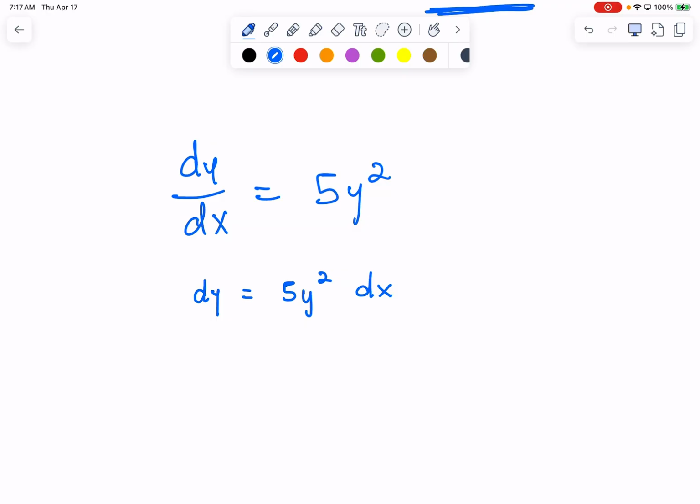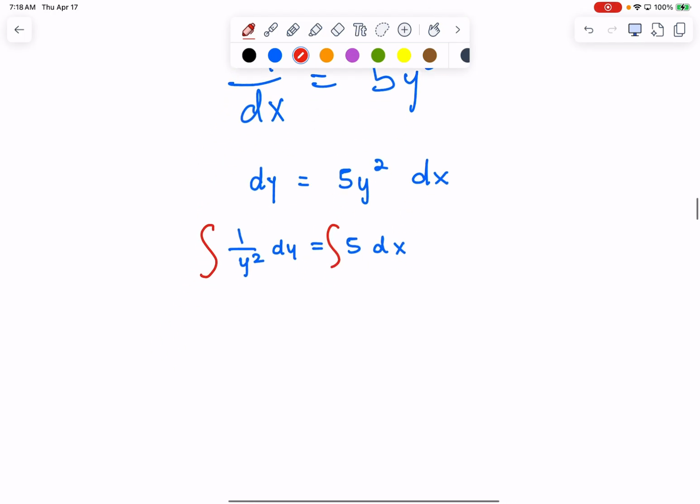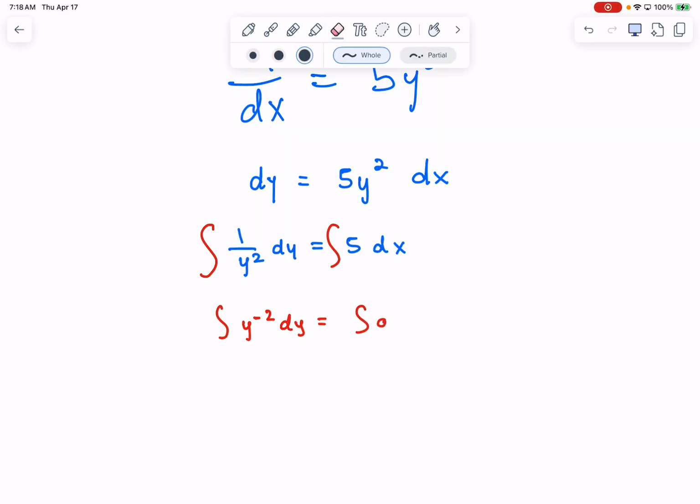Okay, I separated, but I've got to move the y over now. So I'm going to get 1 over y squared dy is equal to 5 dx. Now we do the integral of both sides. I can't do the integral of 1 over y squared, so I'm going to make that y to the negative 2 dy so I can integrate it. And then 5 dx will be easy because it's just a constant. That's not going to be a big deal at all.